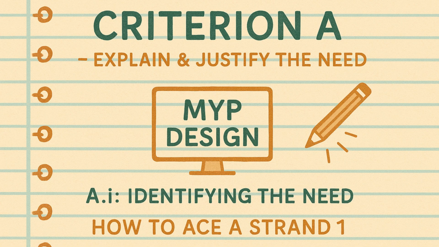Second, identify who the problem affects. This becomes your target user or target audience. Third, explain why the problem is important. What consequences does it have? Why is it worth solving? And finally, justify the need using evidence. This can be interviews, questionnaires, observations, online research, small surveys, anything that proves this problem actually exists. If your work includes these four components, you are already on track for higher achievement levels.